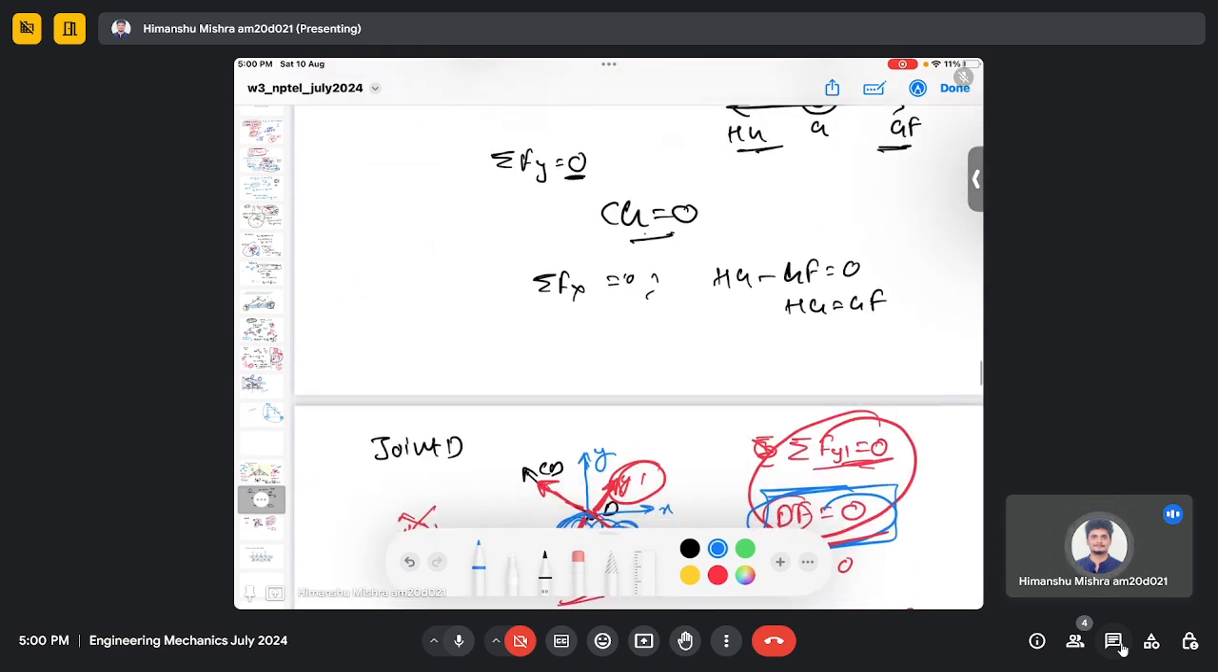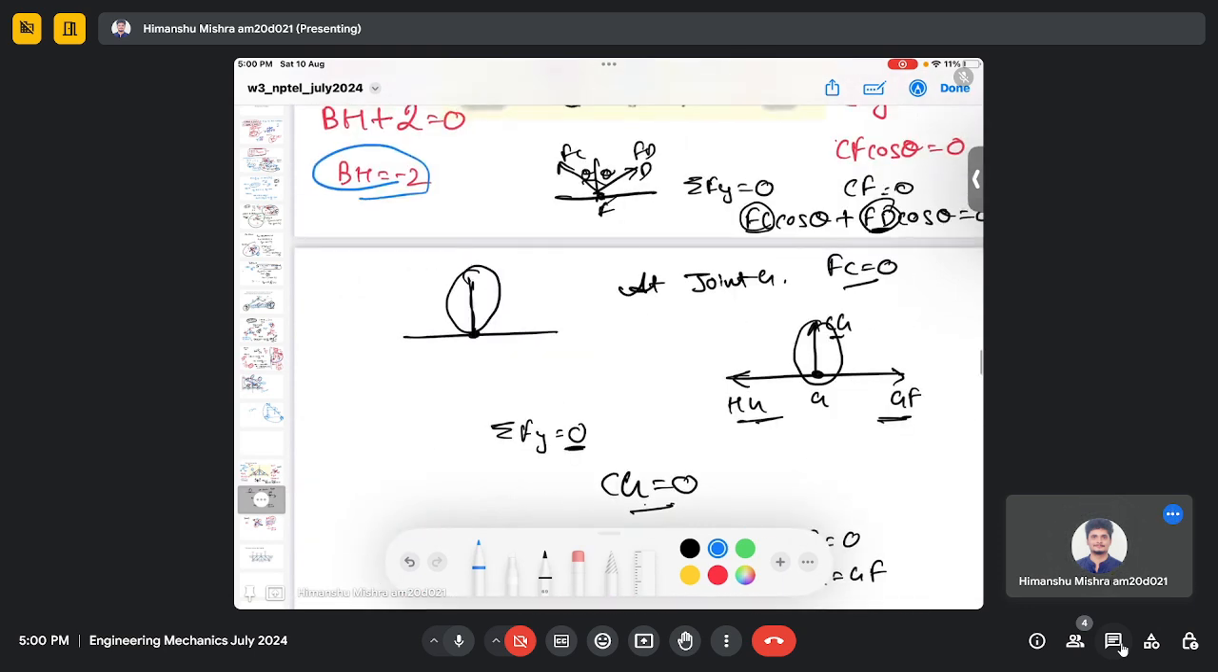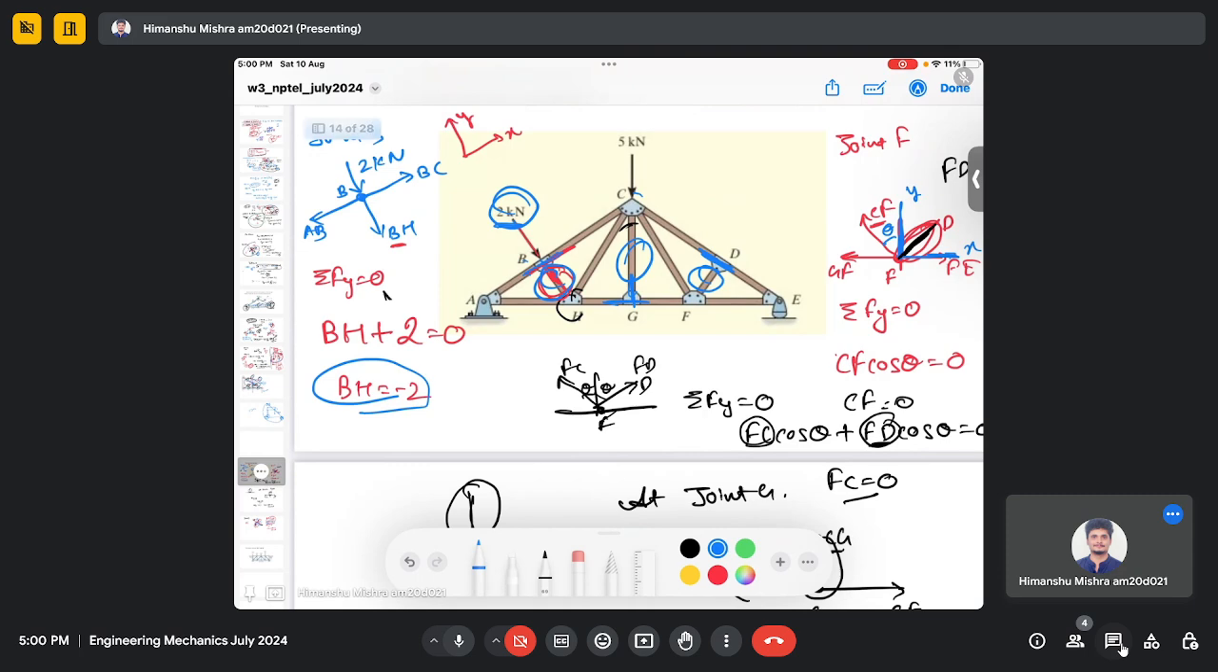Okay, so any doubt? So if not, then we can discuss the method of sections in the next class. In the next class I will move to the next topic, and before that I will solve at least two or three problems of the method of joints, and then we will move to the next topic.